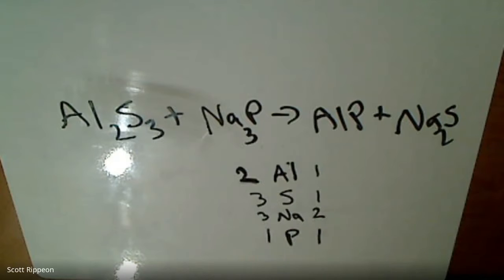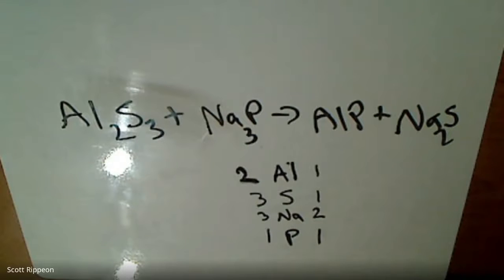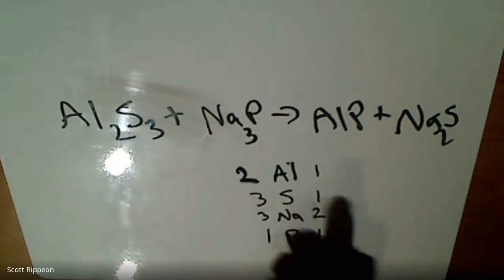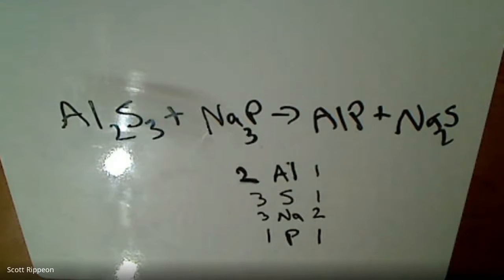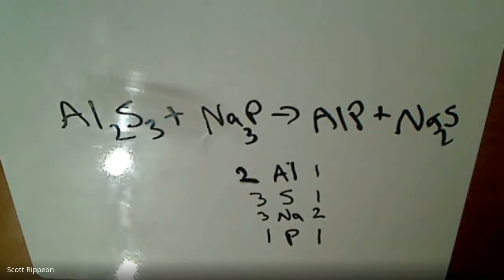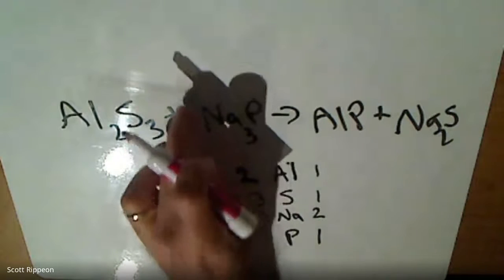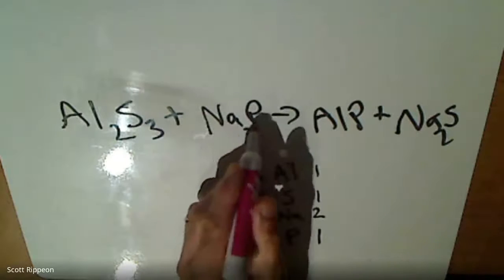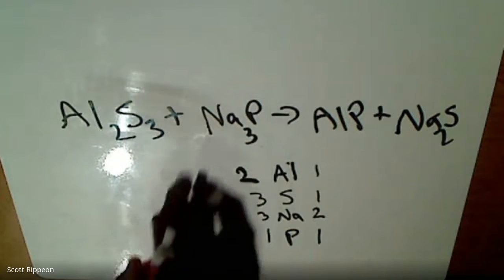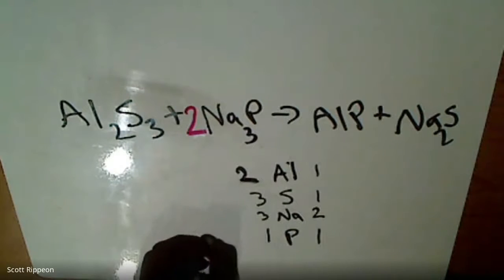Sodium's the weirdest. I've got 3 and I've got 2. Well, what's the smallest thing that 3 and 2 both go into? 3 and 2 both go into 6. So I'm going to make the number of sodium on both sides 6. Again, I can't change the formula. I have to change the number of them, because this reactant is the reaction that's happening. It's this Na3P thing. So I need to make there be 2 of that whole thing.